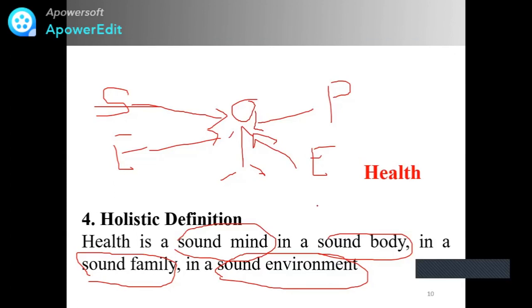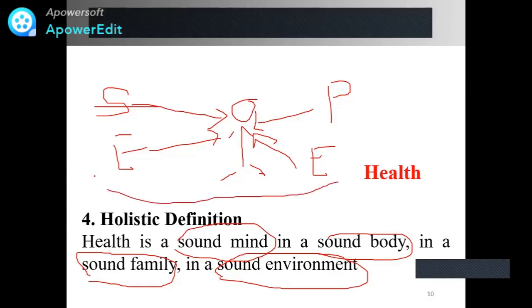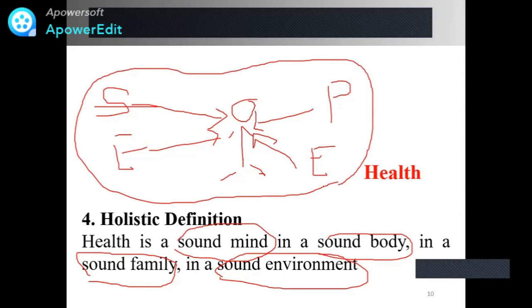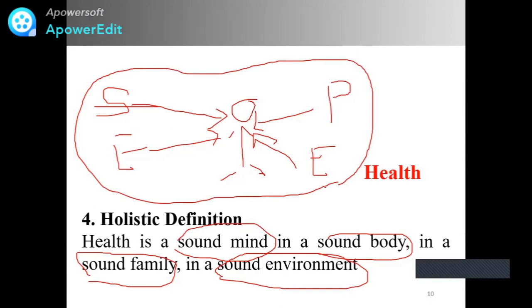Then under the holistic view, health is leading to promotion and protection of human health. Protection and promotion. First protect, then secondly promote. Or first promote, then secondly protect the health of the human.